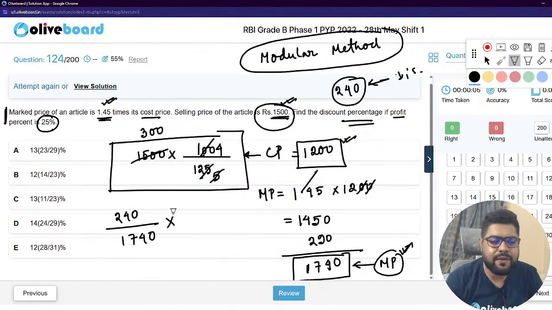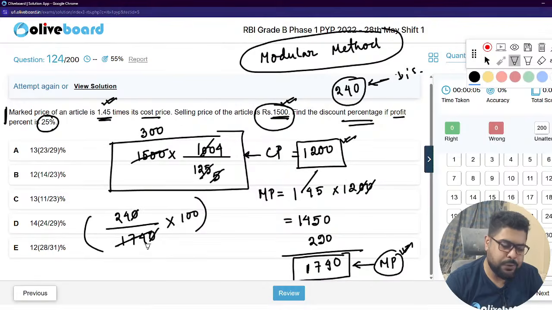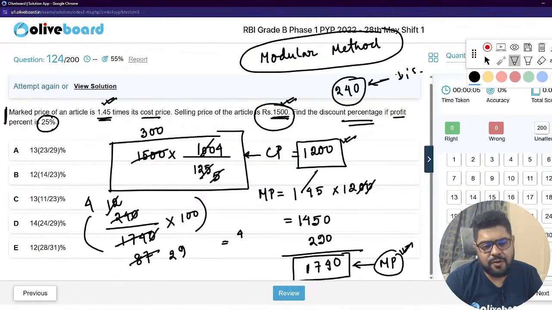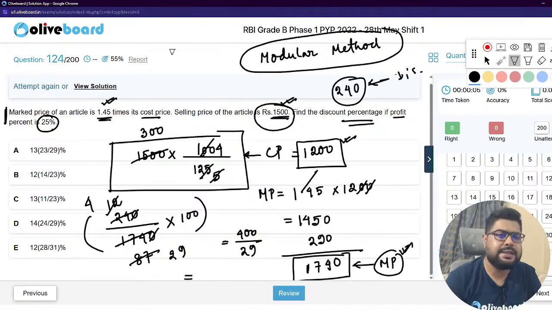So MP is 1740. Percentage के लिए sir into 100. Done sir. 2 से कर लो. 2 8s are 16. 2 12s are this. So 3 से भी जाएगा actually. So 3 4s are this. 3 2s are this. 627, meaning sir 3 9s are this. और कुछ नहीं हो सकता sir. 400 by 29. रुक जाओ sir. 29 10s are 290. 29 3s, 13 whole something होगा sir.